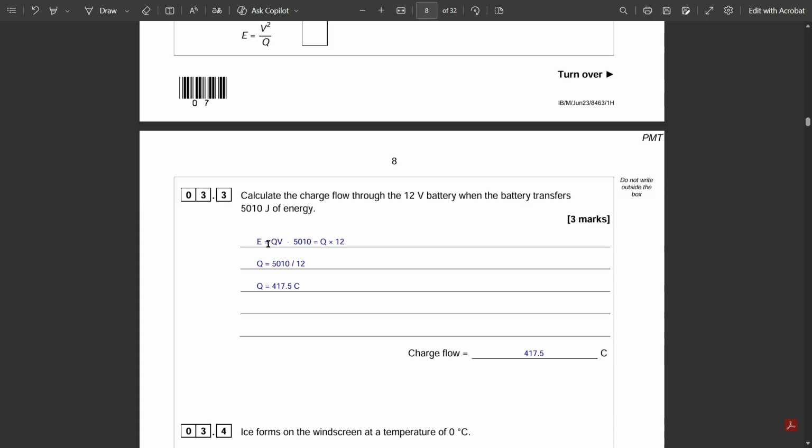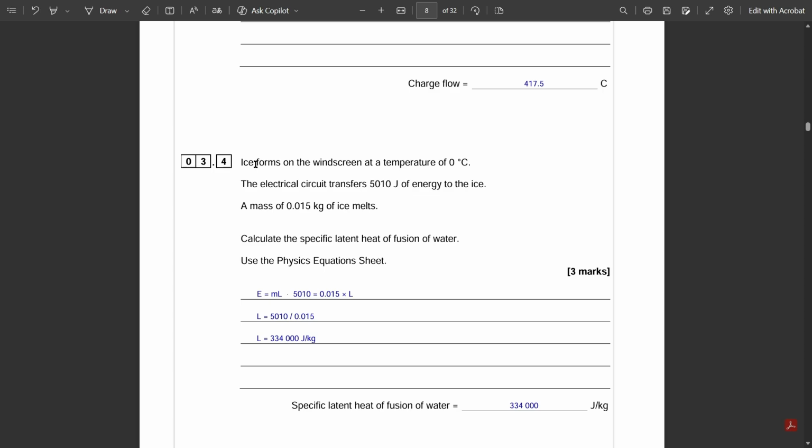Well, energy equals voltage times charge flow. So 5,010 equals Q times 12. Q equals 5,010 divided by 12, and we get a charge flow of 417.5 coulombs. And then ice forms on the windscreen at a temperature of 0 degrees Celsius. The electrical circuit transfers 5,010 joules of energy to the ice, and a mass of 0.015 kilograms of ice melts.